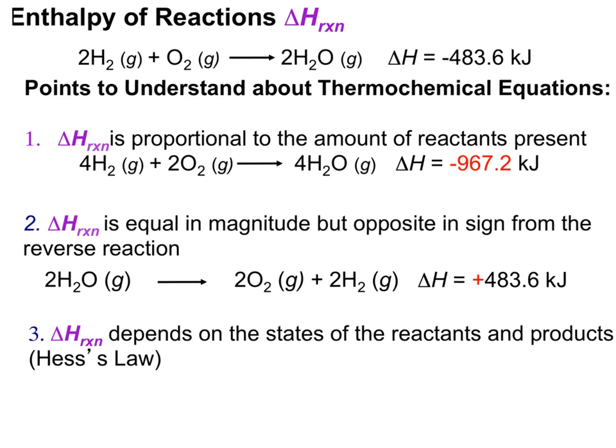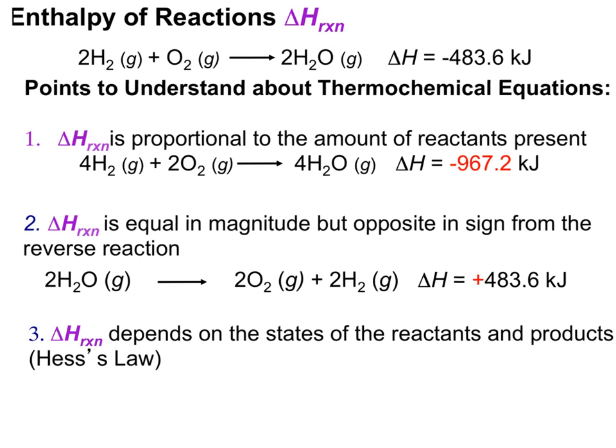If you have more of something, it's going to be able to either release or gain more heat than if you only had half of that quantity. So if I double something, triple something, or quadruple it, your delta H value is going to change proportionally. The same thing would be true if you divided through, or halved it. If I halved this equation here, then obviously my delta H value would be halved.